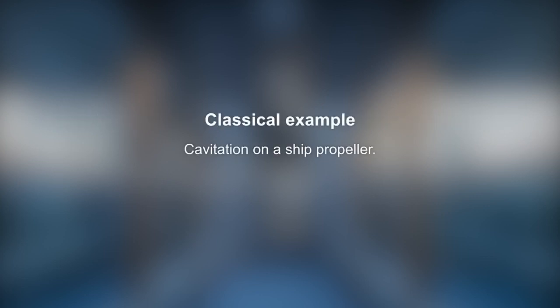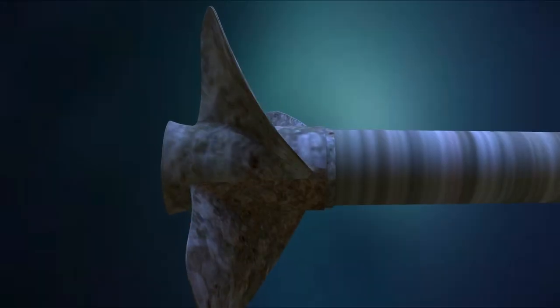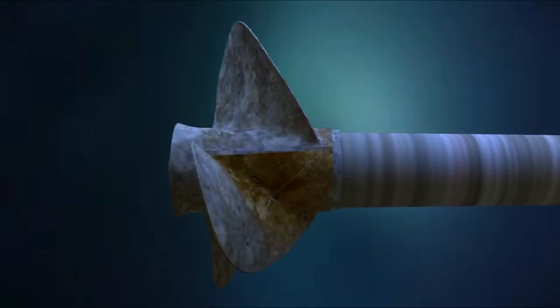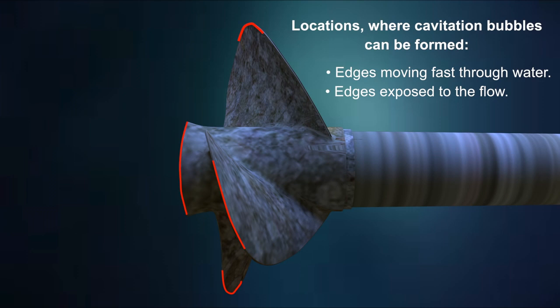But how is it possible that the pressure becomes very low in certain areas of a fluid? Let's have a look at an example for illustration. If objects, such as blades of a ship propeller, are moved through water, there is a higher pressure on the side facing the flow and a lower pressure on the opposite side.